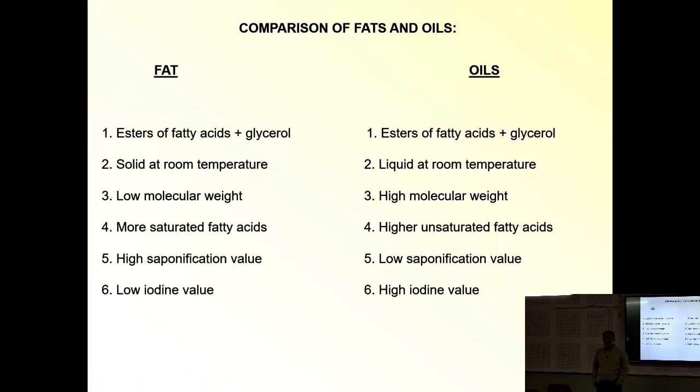Now, for certain examinations, I will tell you the difference between fat and oil. Fat is an ester of fatty acid and glycerol. Oil is also an ester of fatty acid and glycerol. Fat is solid at room temperature, oil is liquid at room temperature. Fat has a higher melting point and higher molecular weight, and more saturated fatty acids are found in fat, whereas oil has higher unsaturated fatty acids. Fat has a lower saponification value and low iodine value, whereas oils have a high iodine value. So, these are all the differences between fat and oils.